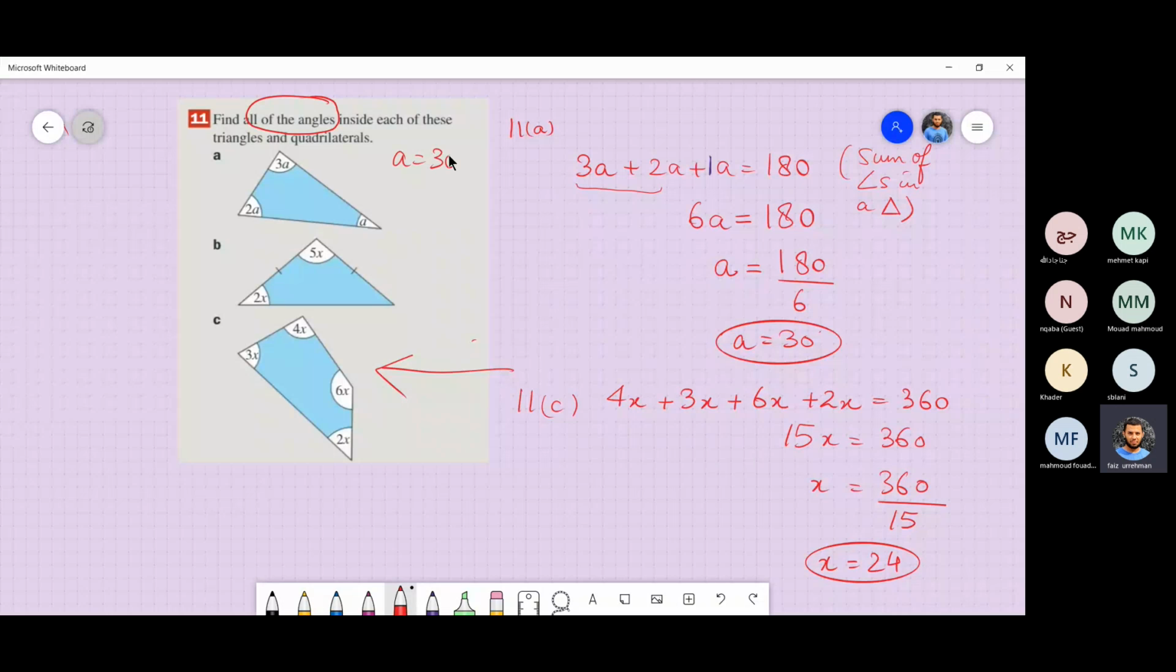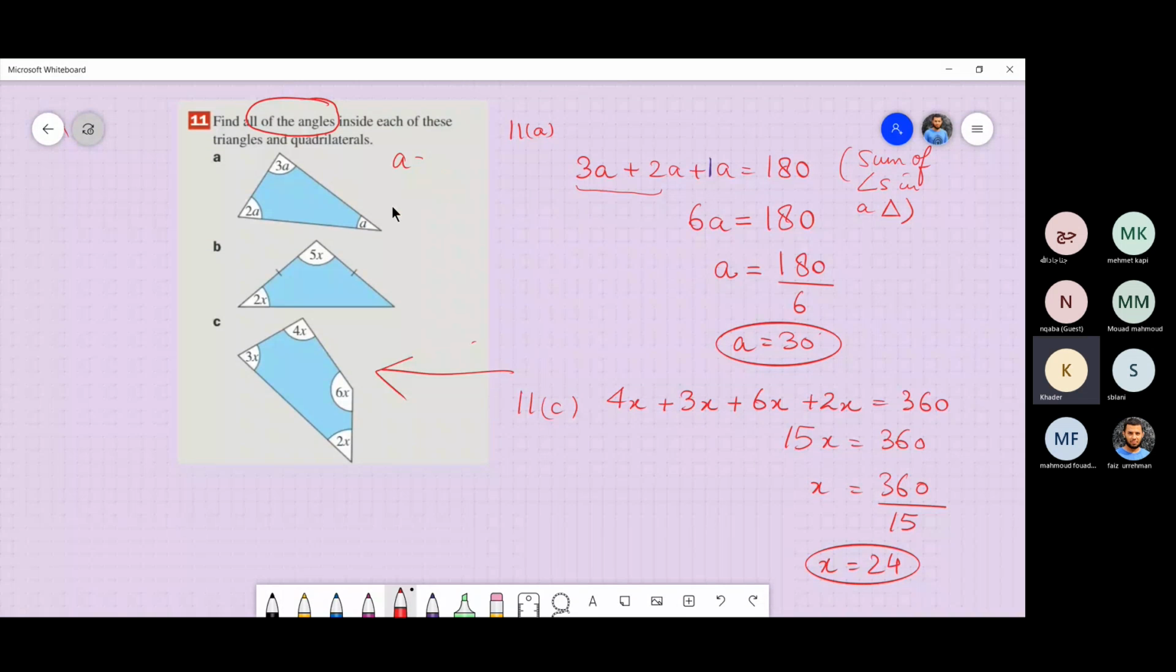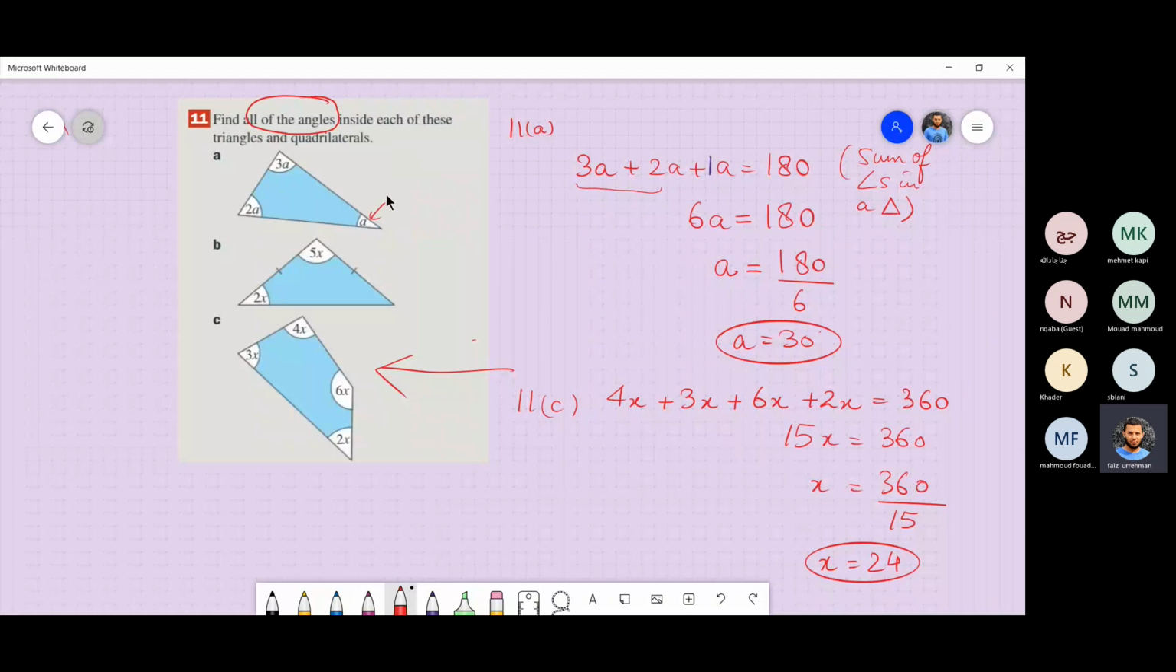3A will be 3 times A. What is A here? 30. So what is 3 times 30? 90. This we will write here, 90. Okay. What is 2A? 60. Sablani, are you understanding or not? Yes, I'm understanding. Simple multiplication.